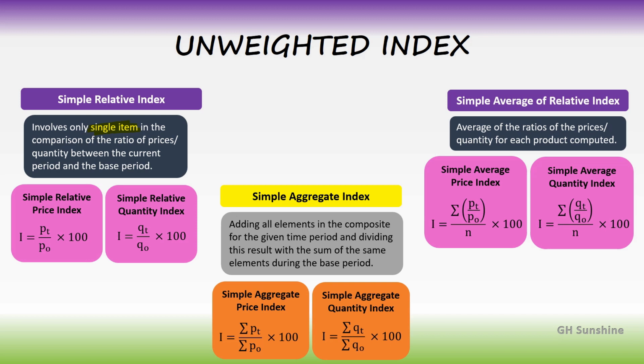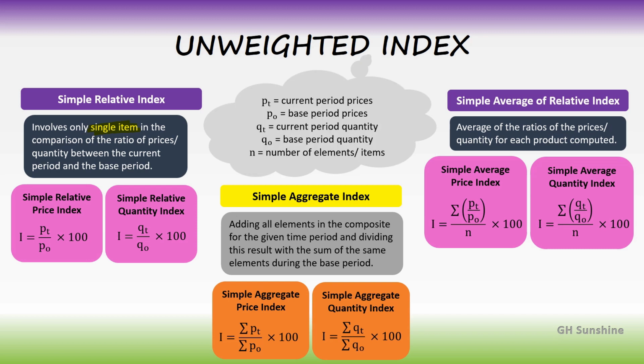Based on this unweighted index, you have 5 symbols. First one is PT. PT stands for current period price. P0 is base period price. QT, current period quantity. Q0, base period quantity. And last one, N, number of elements or items.